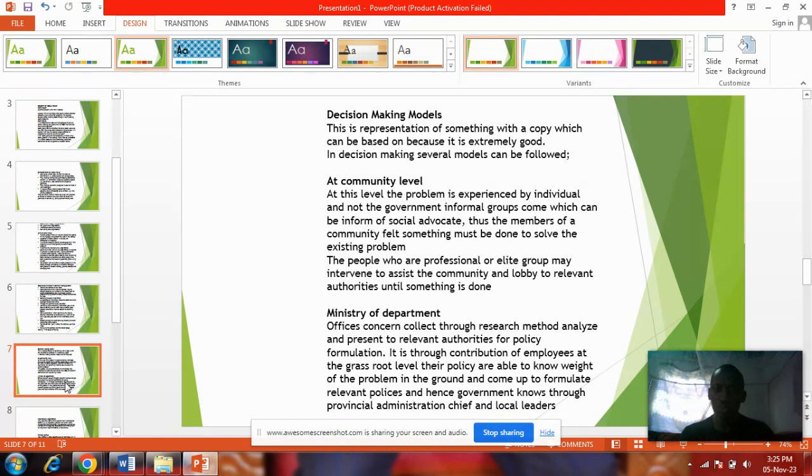It is through the contribution of employees at the grassroots that the policy makers are able to know the weight of the problem on the ground and come up with relevant policies. Hence the government knows through the provincial administration, chiefs and local leaders.